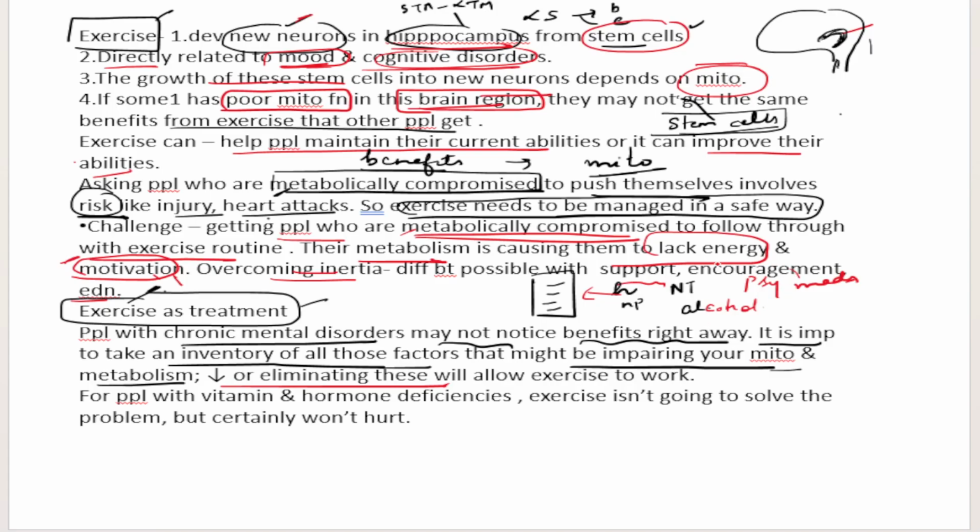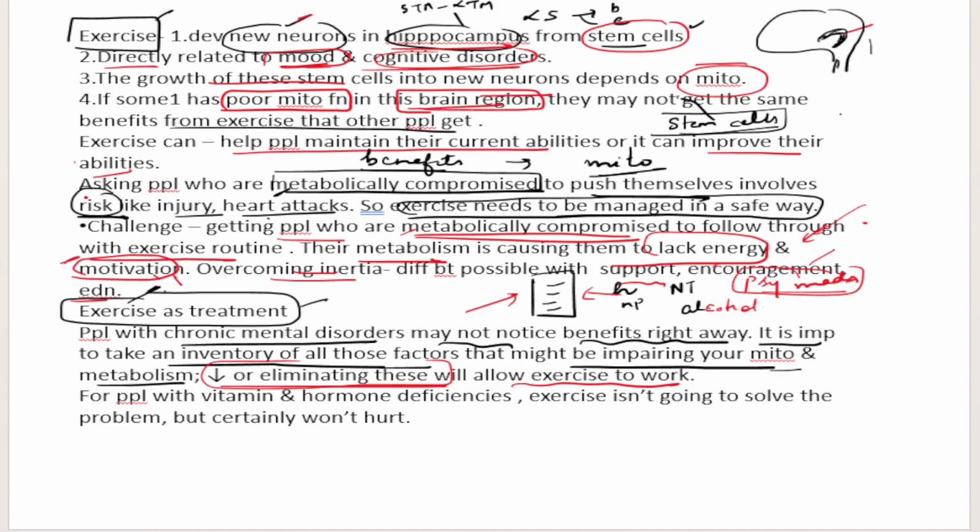Or if somebody is taking psychiatric medications, we cannot stop them all of a sudden because this will cause withdrawal symptoms. And psychiatric medications are sometimes life saving, they are essential. But if you want to reduce them, you need to do it under medical supervision. You need to undertake other lifestyle interventions like diet changes or exercise, and then maybe you will need less of those psychiatric meds. So reducing or eliminating the other factors which are impairing metabolism will allow exercise to work.